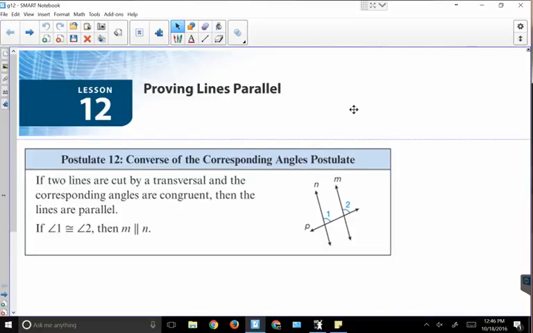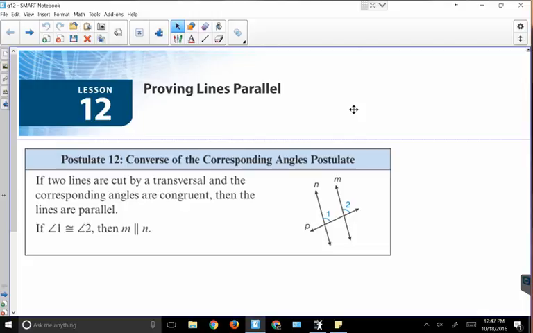Take a look here at lesson 12. Now, again, we are going to be going through and identifying all kinds of postulates, theorems, definitions, and again, make sure that these get into your little book. So this is one of the things that you should have in there.